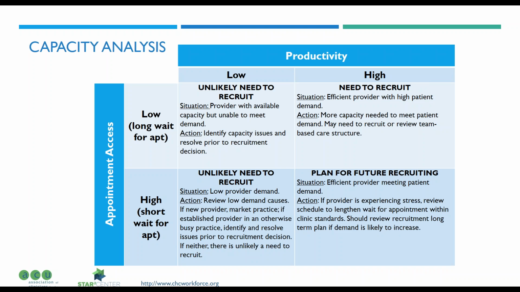And then for high productivity and high appointment access, plan for future recruitment. That one is an efficient provider meeting patient demand. Again, if the provider is experiencing stress, you might need to recruit. So that's kind of where we would put people. For the low productivity, it's pretty much unlikely a need to recruit. For high productivity and low appointment access, there is a need to recruit. And then for high, you need to just plan and keep a watch.